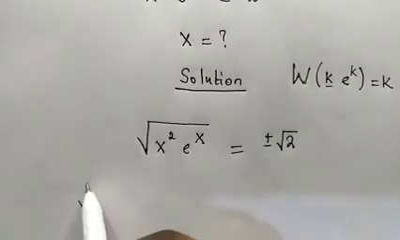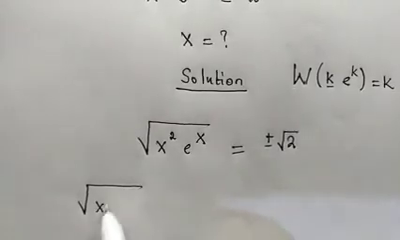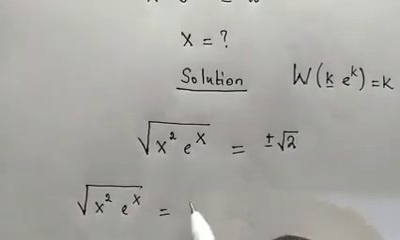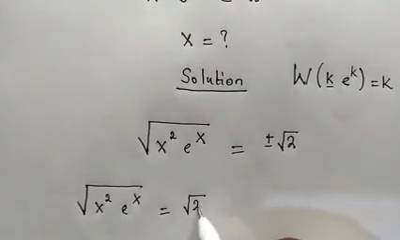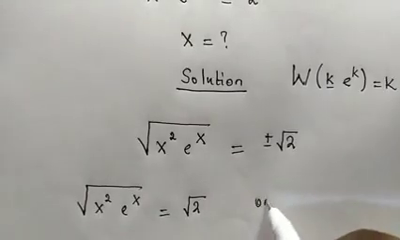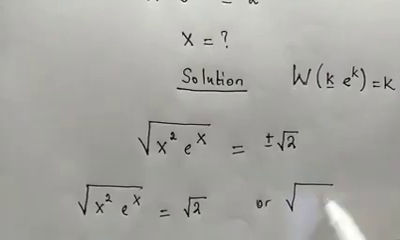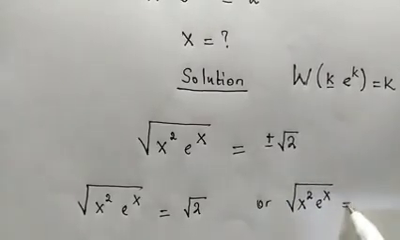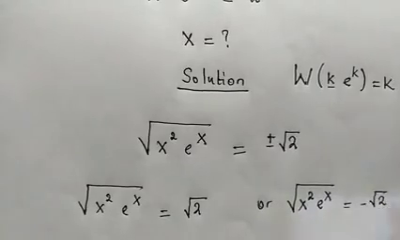We have the square root of x squared multiplied by e raised to the power of x is equal to the positive square root of 2. And here we have the square root of x squared times e raised to the power of x is equal to negative square root of 2.